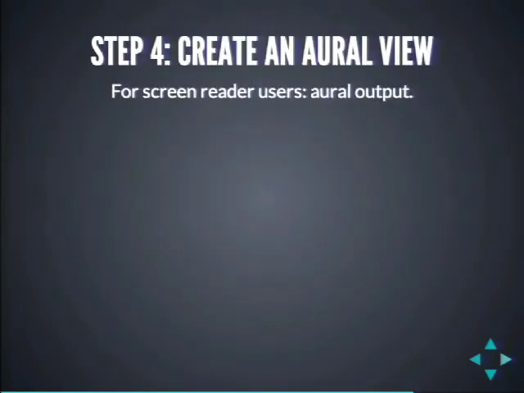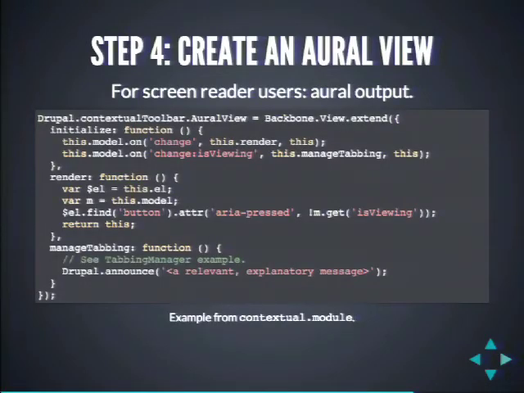And finally, we create an aural view for screen reader users so that we can provide aural outputs. And in this case, since we only have output, we don't have any event handlers. So we still have an initialize method. And we listen to model changes again. But we listen to model changes in two different ways. The first way is we listen to any change in a model. And whenever that happens, we call the render method. The render method, in this case, toggles the ARIA pressed attribute.